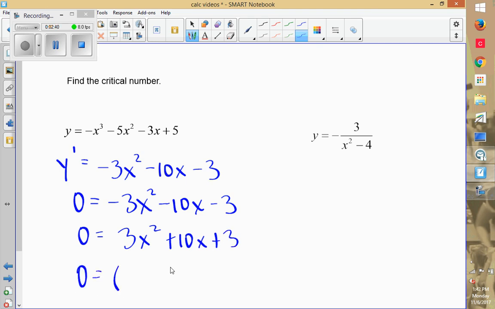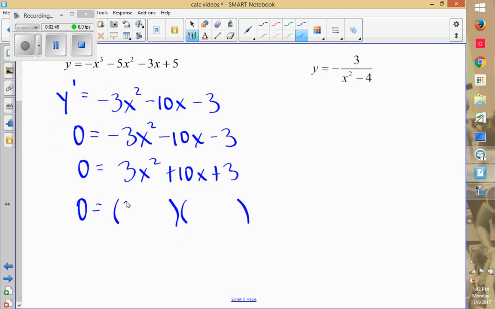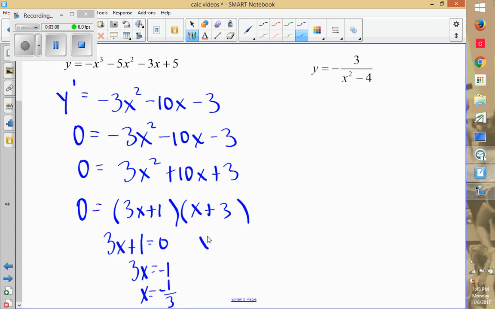That is a factorable equation. If you can't factor, you can always try the quadratic formula. This is factorable: 3x plus 1, x plus 3. The outside is 9x, the inside is 1x, that's what adds to 10x. And 1 times 3 is 3. So we use the zero product property to solve, and we get a critical number at -1/3, and we also get a critical number at -3.